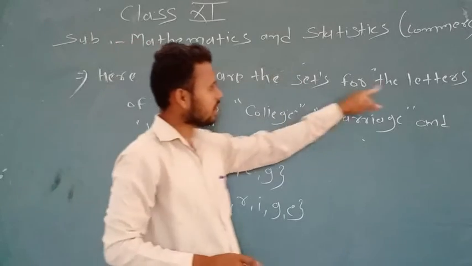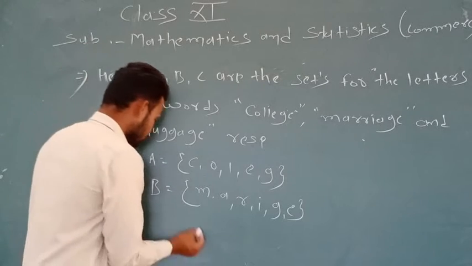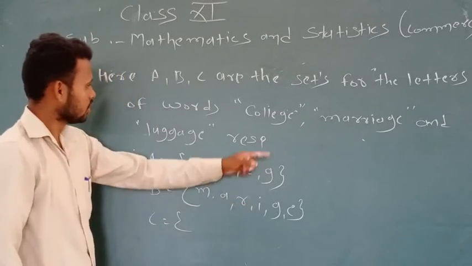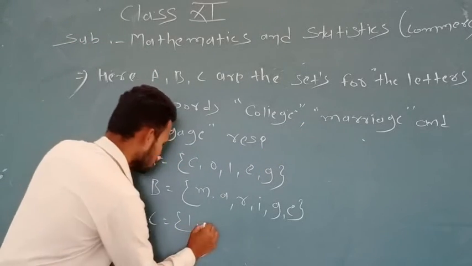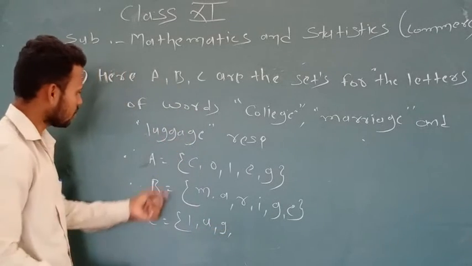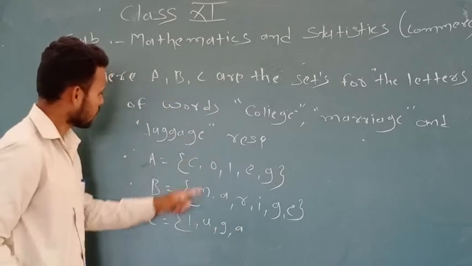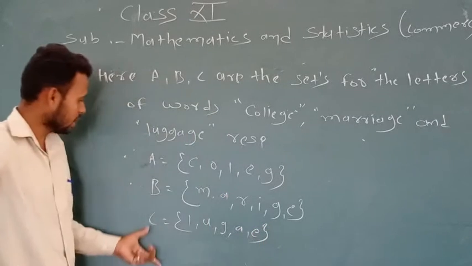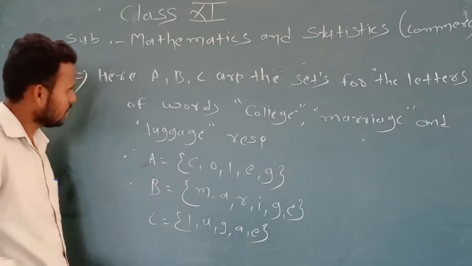And then next last set C. C is the set of all letters for the word luggage. Therefore C equal to set containing the elements letters of the word that. Therefore first what? L, the next U, the next G two times, we can write here once. The next one what? A, the next G, but already we have taken G here. The next what? E. Last one is E. Means we get three sets A, B, C respectively.